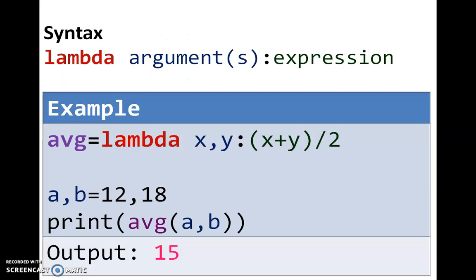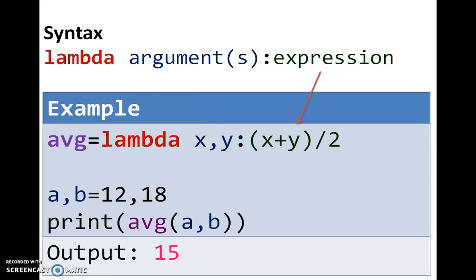Syntax. First you write the keyword lambda followed by a space, then arguments, colon, expression. Look at the example. avg is equal to lambda x, y colon (x plus y) divided by 2. So when we compare the syntax to the example, x, y are the arguments and (x plus y) divided by 2 is the expression.